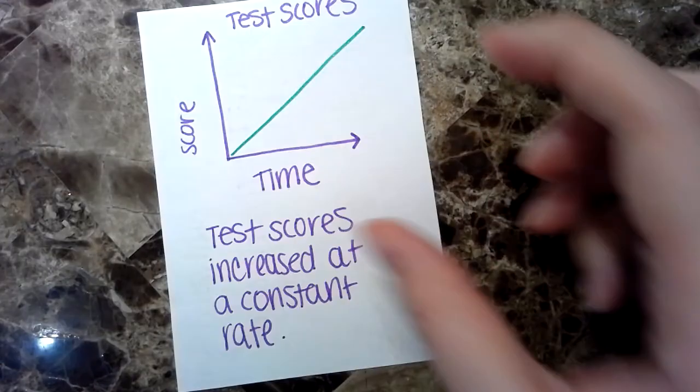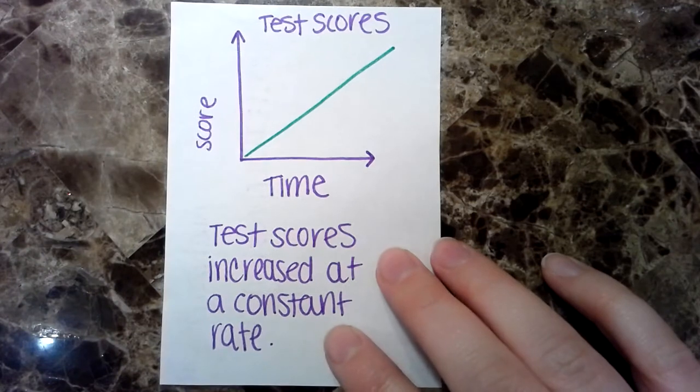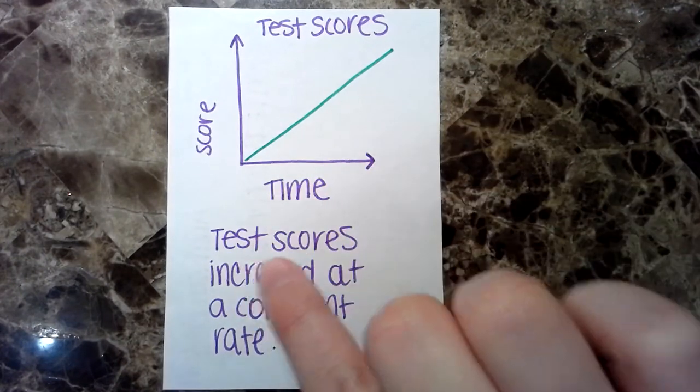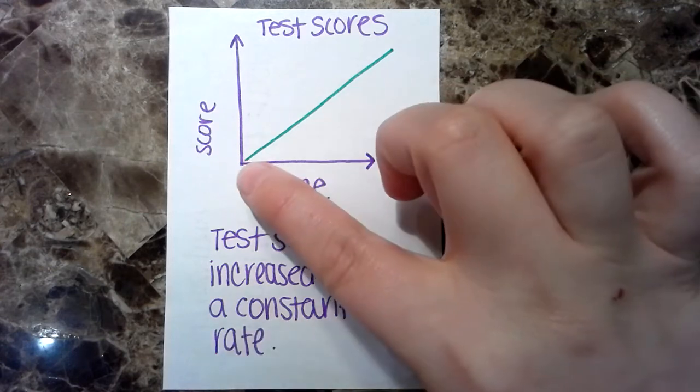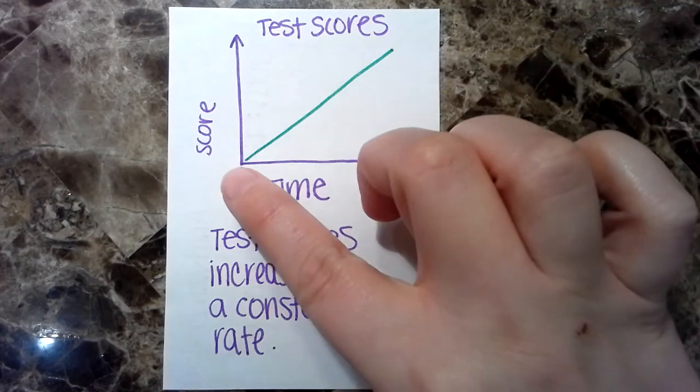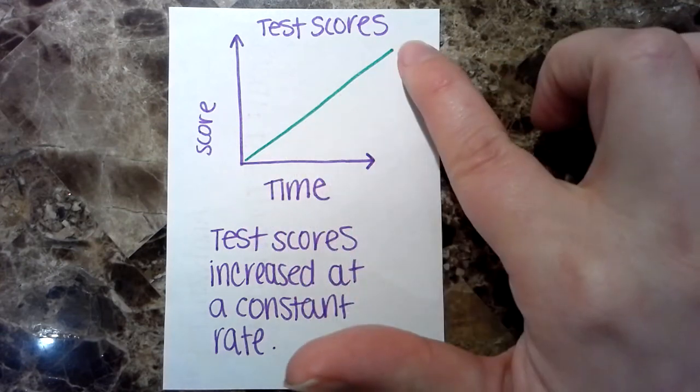This example is about test scores. So you can see we're talking about the score of the test and the time. Test scores increase at a constant rate as the time goes on. Basically, scores increase as time goes on.